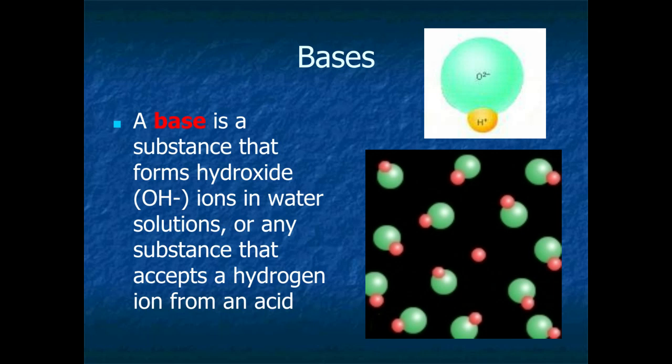Moving on to bases. A base is defined as a substance that forms a hydroxide ion in water solutions. What that is, OH minus charge. That means it has an extra electron, an extra negative electron. It would look like this, okay? And it's going to have one oxygen atom and one hydrogen atom bonded together. So the little one's the hydrogen, the big one's the oxygen. Another way to look at it would be that a base is any substance that accepts a hydrogen from an acid. See, acids and bases can go together in a way, and we'll talk about that as we move on.